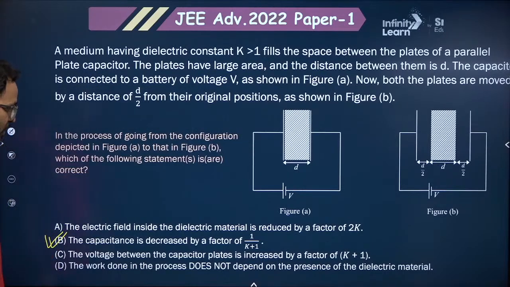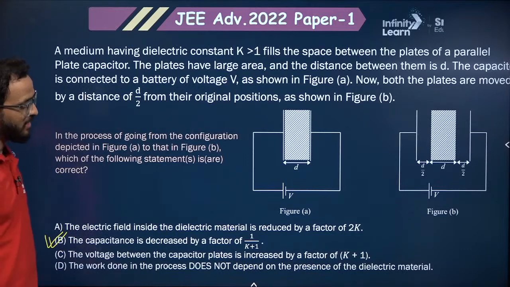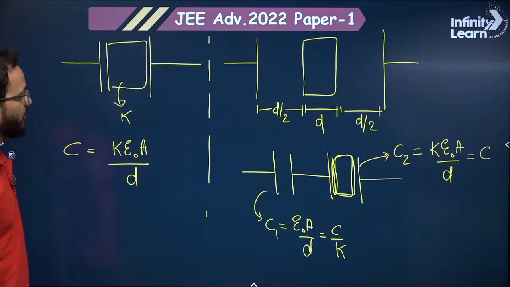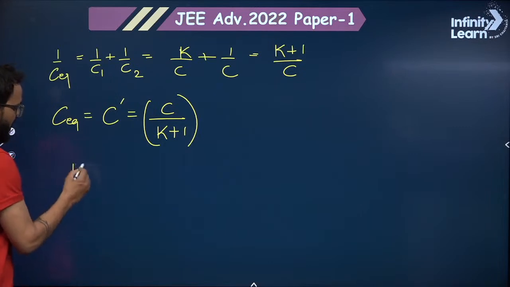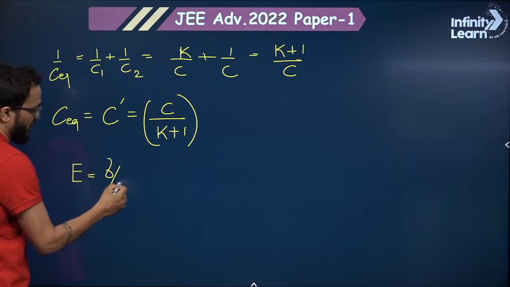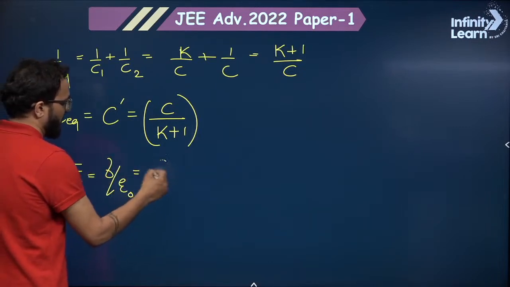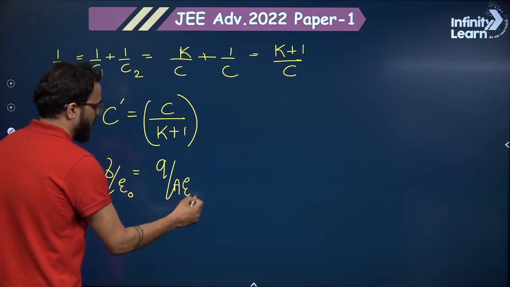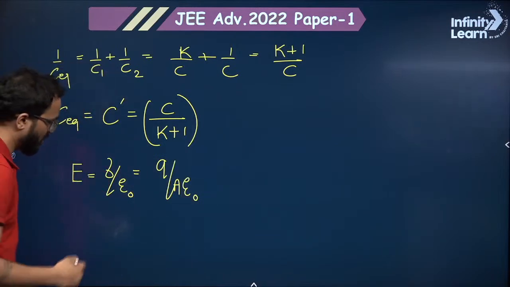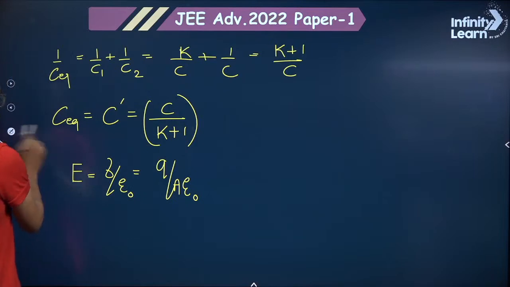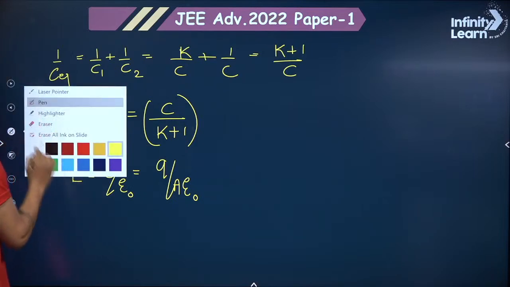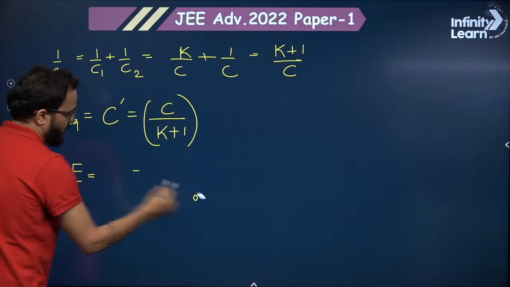Now let's think about option A. The electric field inside the dielectric material is reduced by a factor of 2K. Okay, electric field. What is the formula of electric field? Sigma by epsilon naught, or we can say Q by A epsilon naught, right? Q by A epsilon naught. But in this case we will write it like this. Here in this case we will write it like this.